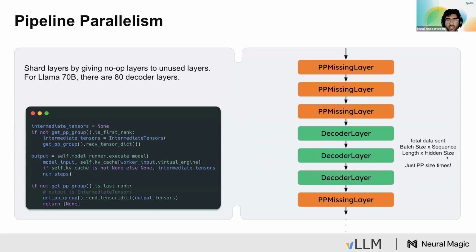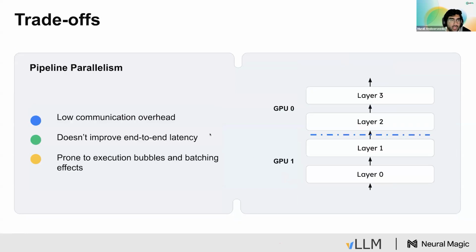And here, what you notice is that at the end of the decoder layer, what we're sending is also batch size by sequence length by hidden size, but we're only doing this once for each group of layers. And so we have a lot less communication than we would have with tensor parallelism. But there is a price that we pay for that, right? Okay, so pipeline parallelism does have a low communication overhead, but it doesn't actually improve end-to-end latency.